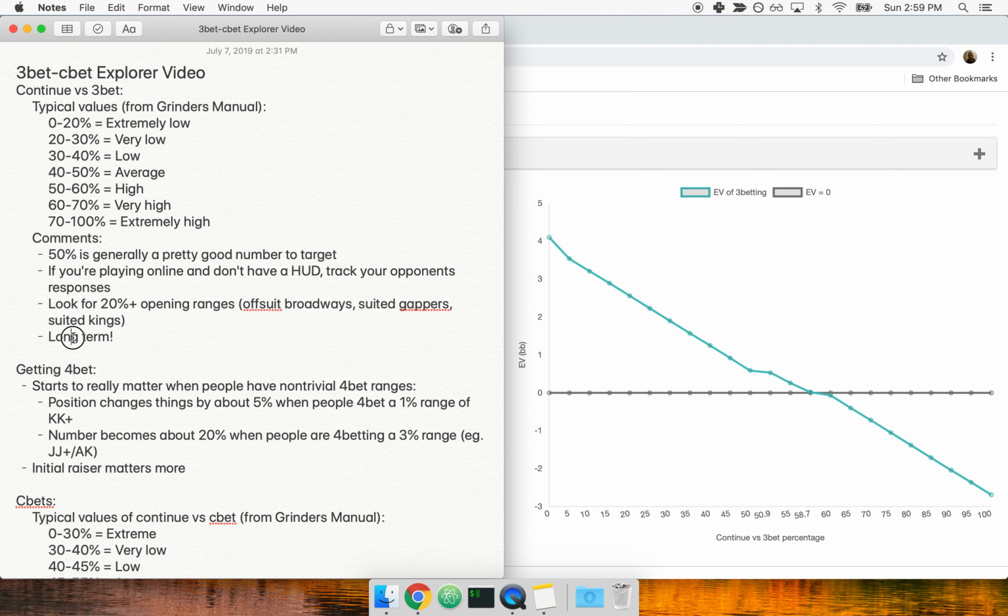And I want to talk about this because I was reading The Grinder's Manual last night, and there's a chapter on 3-betting, and he made a point that I really liked, where there's a lot of situations where 3-betting any two cards will be profitable. So even if you have 7-2 offsuit, just based on the frequencies that they're continuing and defending, you'll probably have a profitable 3-bet cbet line. And if that's the case, then why not just 3-bet cbet every hand?